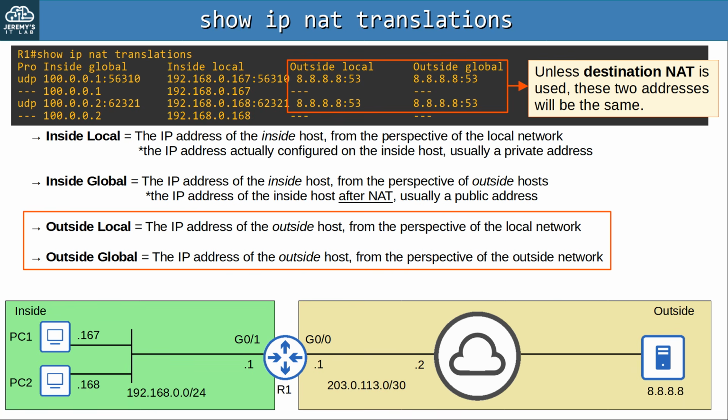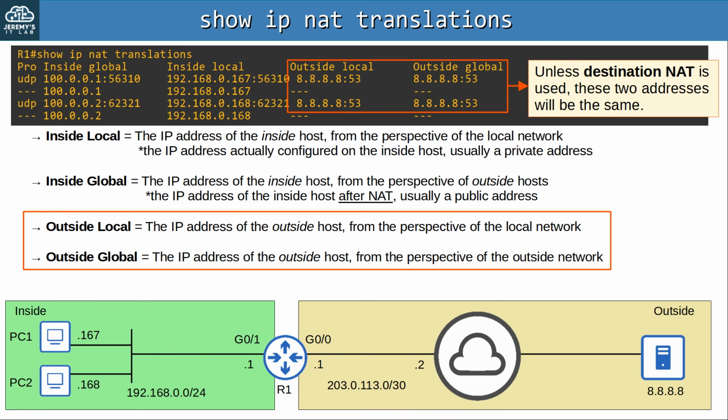Unless destination NAT is used, these two addresses will always be the same. Destination NAT is beyond the scope of the CCNA exam, so for our purpose, you can expect these two to always be the same. By the way, notice that the port number is also indicated for these, and they're using port 53. So, what service did PC1 and PC2 use to access the server? They used DNS, which uses UDP port 53, and sometimes TCP port 53.